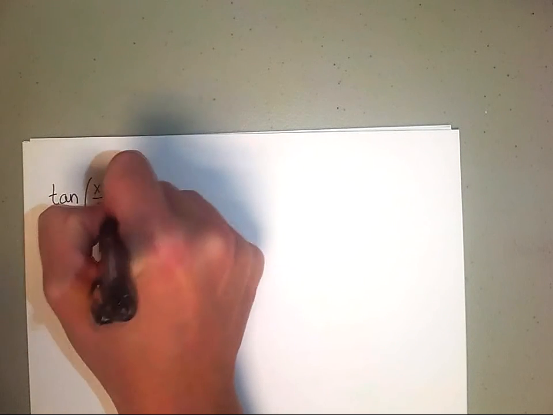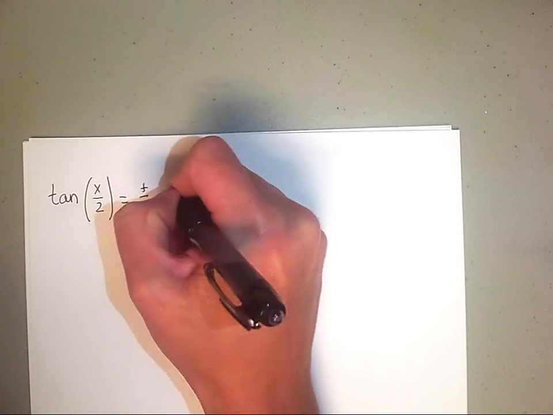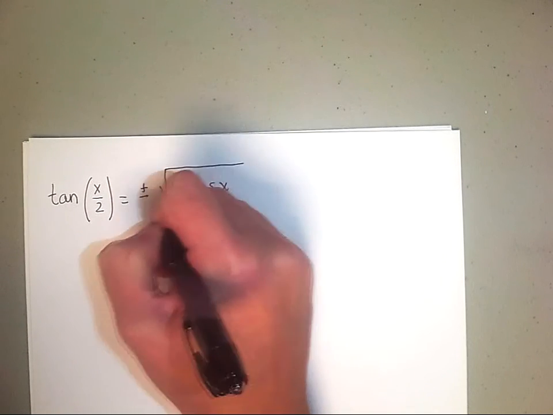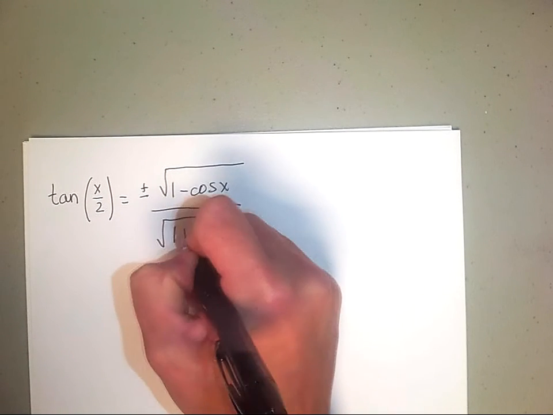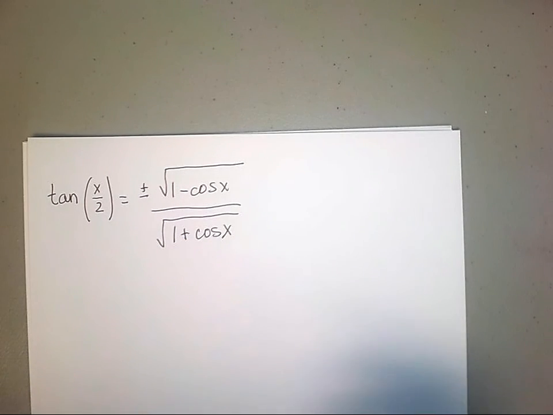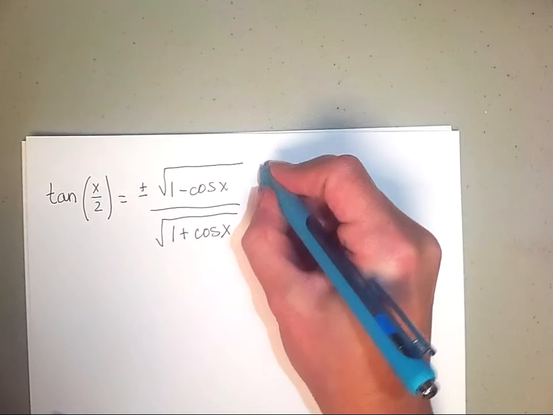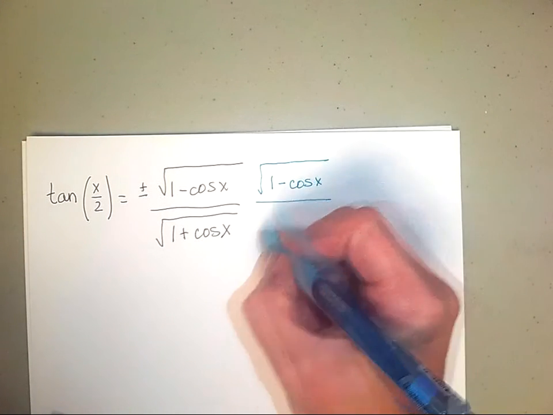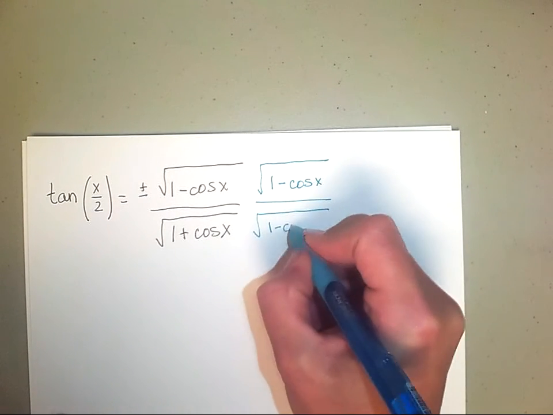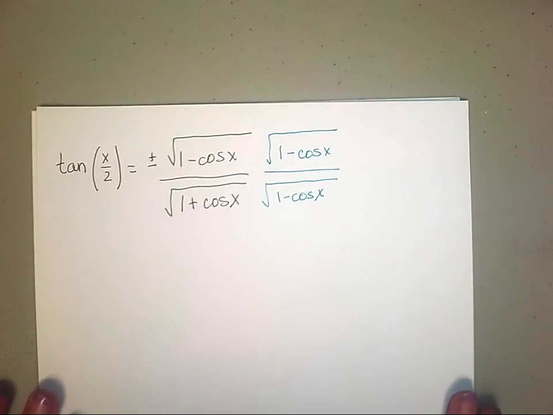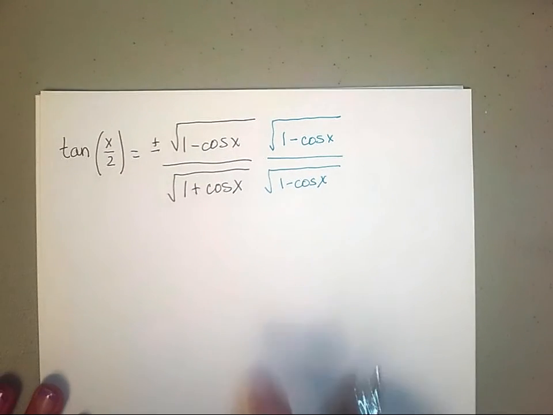that the tangent of the half angle is equal to plus or minus the square root of 1 minus the cosine of x over the square root of 1 plus the cosine of x. So now to rationalize the numerator, I have to multiply by 1 minus the cosine of x. Alright. And now let's just do our algebra manipulation.